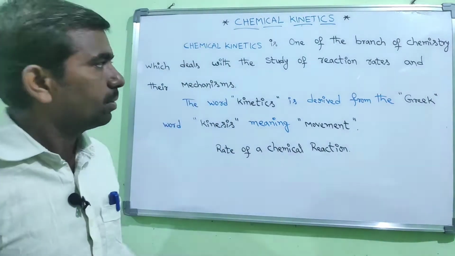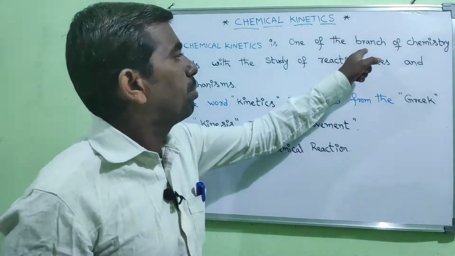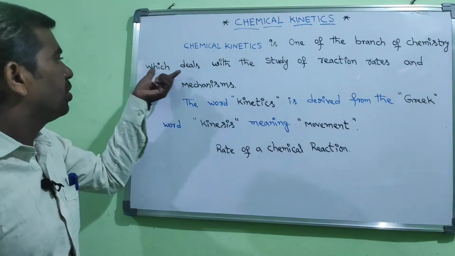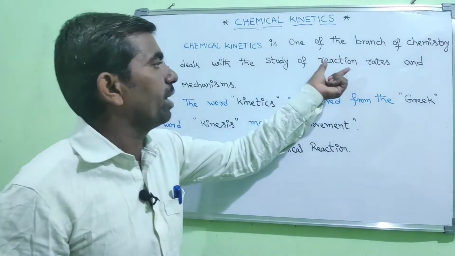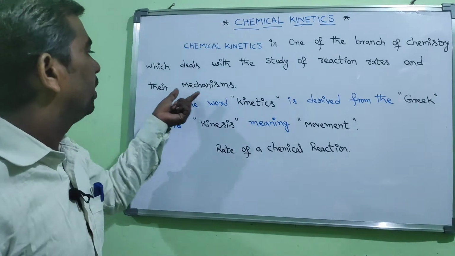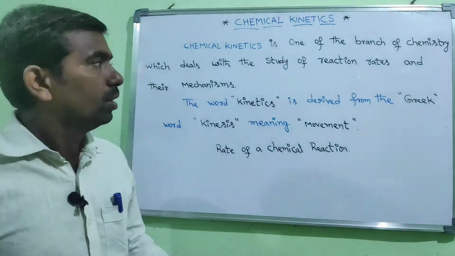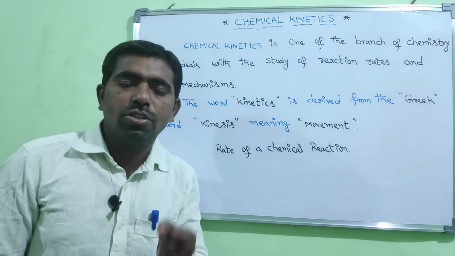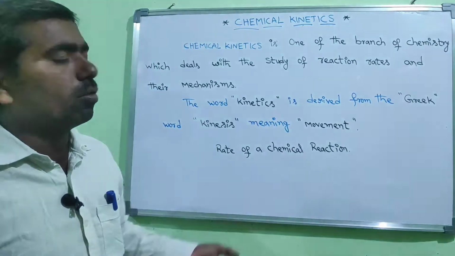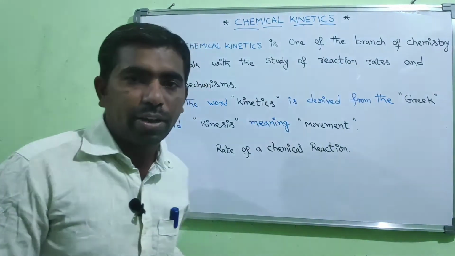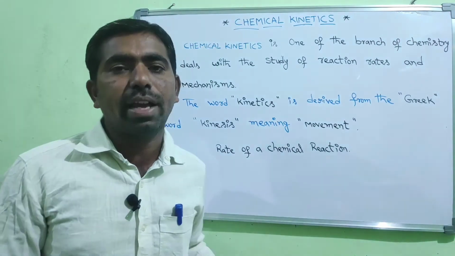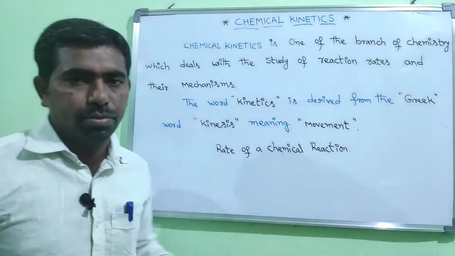Chemical kinetics is one of the branches of chemistry which deals with the study of reaction rates and their mechanisms. It explains the rates of chemical reactions, that means the speeds of chemical reactions and their mechanisms.